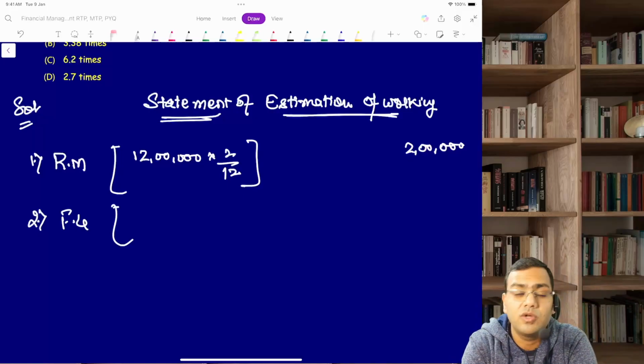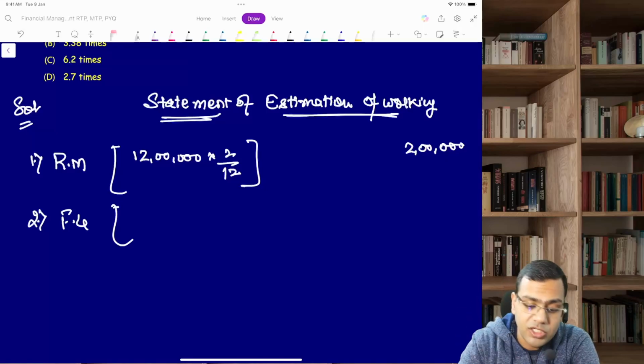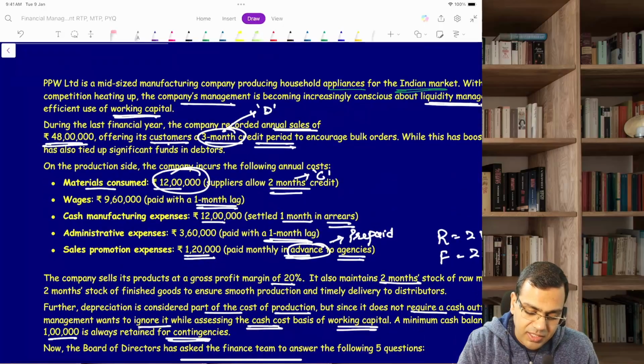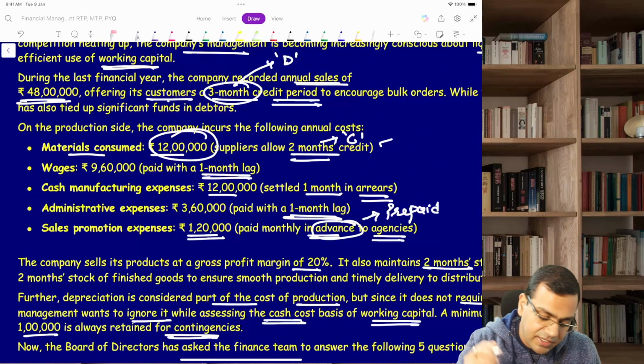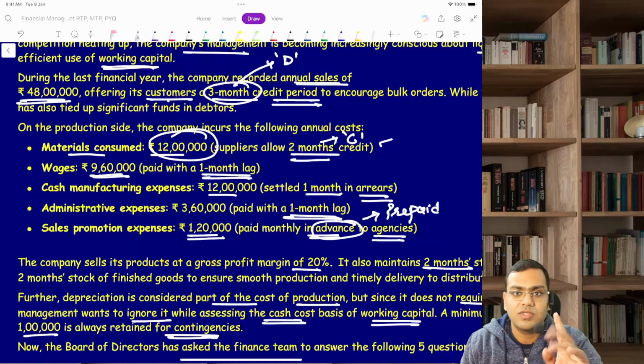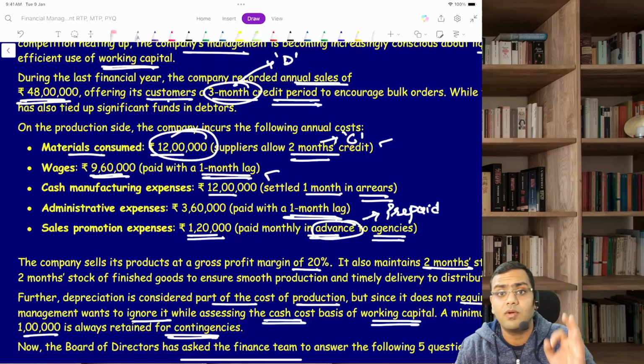The value of finished goods is whatever is the total cost incurred on the making of the finished goods. What is the total cost incurred? Material cost is incurred. Yes, sir. 12 lakh we are going to take. Wages are incurred. Yes, 9,60,000 wages incurred. Yes, sir. We are going to take. Cash manufacturing expenses. Yes, 12 lakh we are going to take.